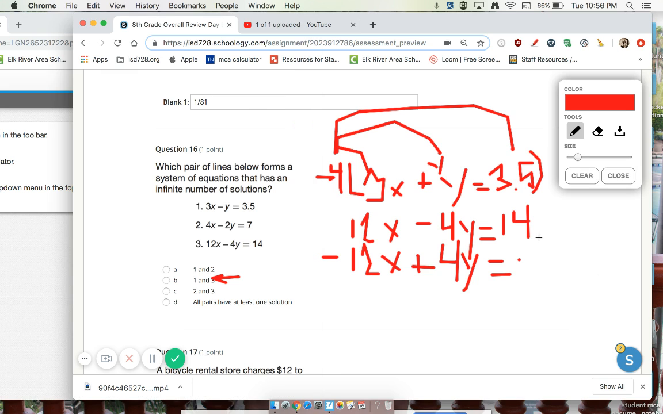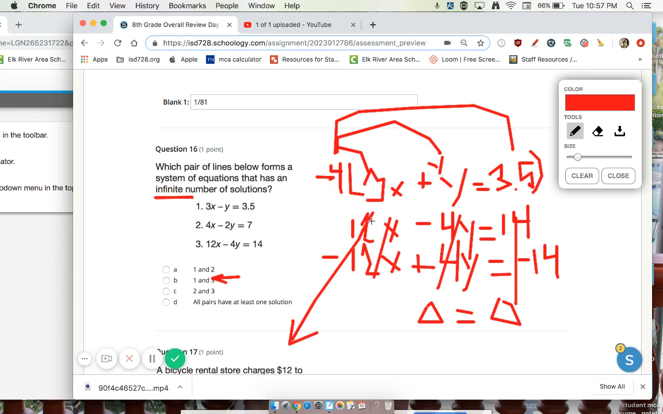So I can be done. -14. And then I have cancel, cancel, cancel. And I have nothing left on the left. I have nothing left on the right. And that means infinite. That really means they are the exact same lines. It means they intersect all the time. If I had a line going like this, the other line would be the same thing. It would just be a multiple. So they always intersect.